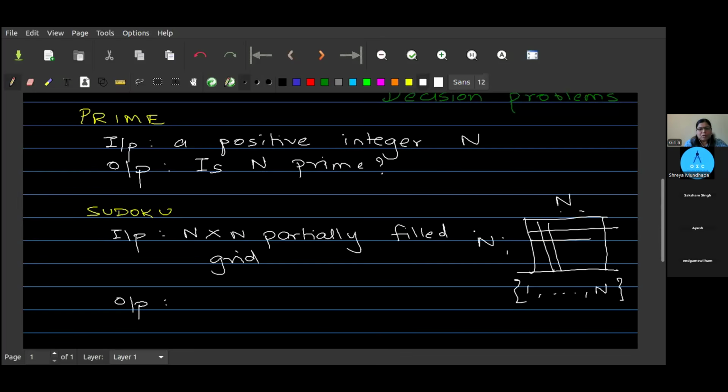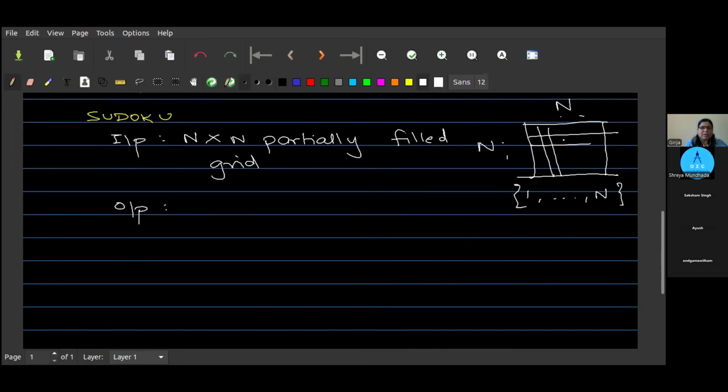But here I want to formulate this as a decision problem. So instead of asking for the solution, I will ask it in a different way. I will say that, is there a valid solution? So what I mean by valid here is, you are given this partially filled grid. You are supposed to fill in the values in the remaining, the empty cells. And valid here means following the rules of Sudoku, right? That every row should have each of these 1 to n numbers exactly once, every column and every subsquare. But I'm not asking for the solution here. I am formulating it in a different way.